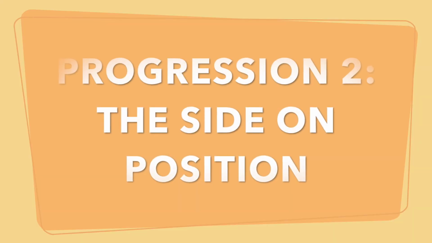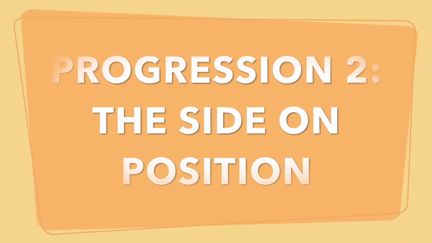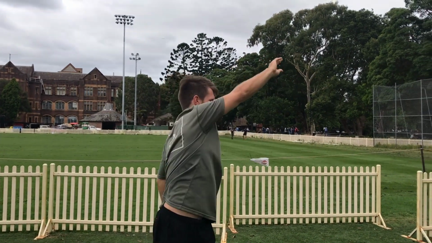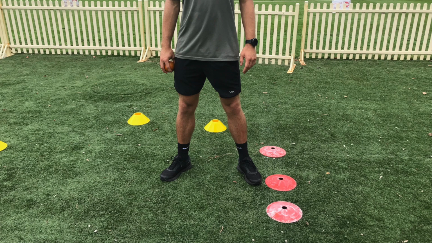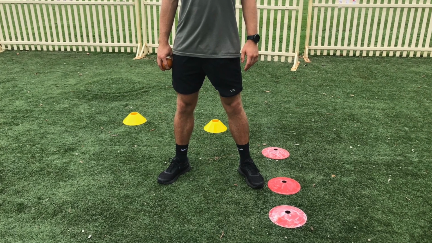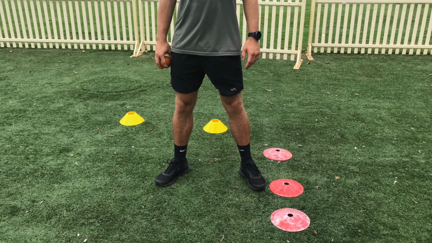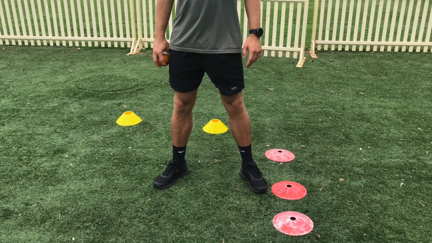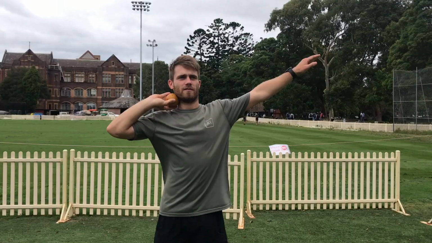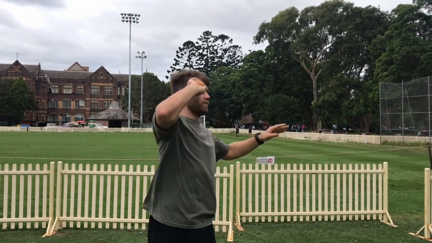Progression 2, the side-on position. Now that we have learnt how to hold and put the shot front-on, we will now focus on performing the skill from a side-on position. As you can see, Mr. Foster places his feet to face the side of the throwing circle. To ensure a strong and balanced position, Mr. Foster's legs are a little bit further than shoulder width apart, giving him a strong base of support.